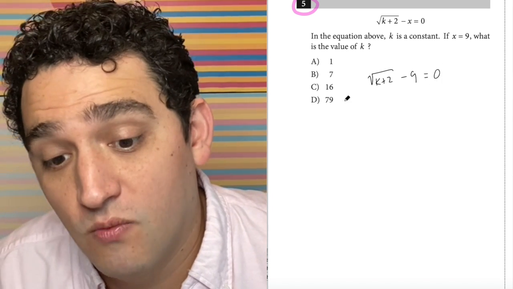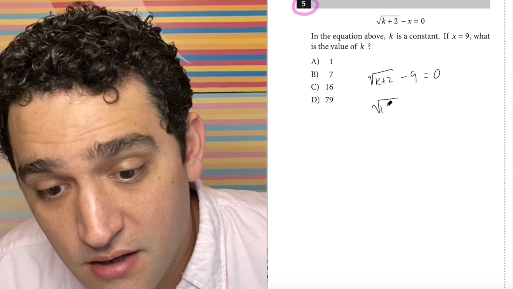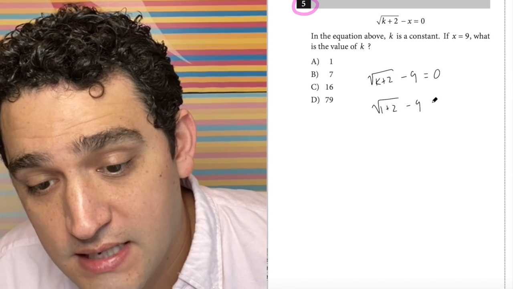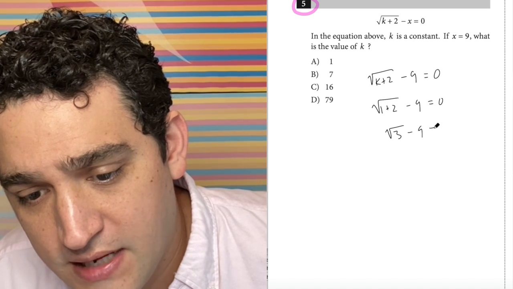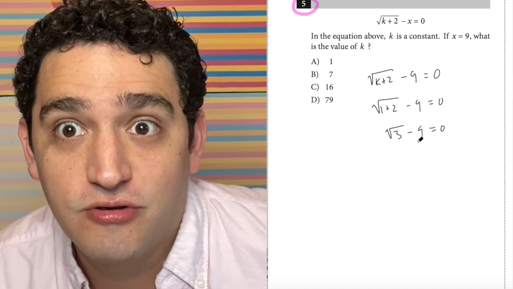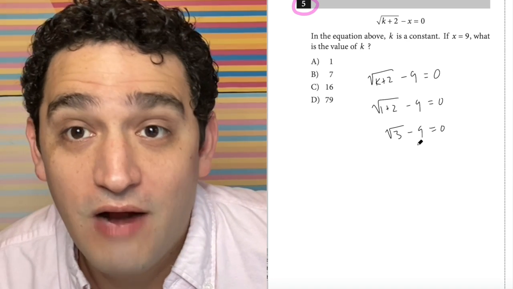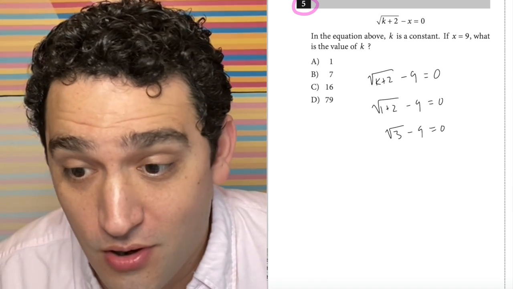Let's start by plugging in 1. The root of 1 plus 2 minus 9 equals 0. We have root 3 minus 9 equals 0. Root 3 is an irrational number. Whatever it is, it's not 9, so that's wrong.